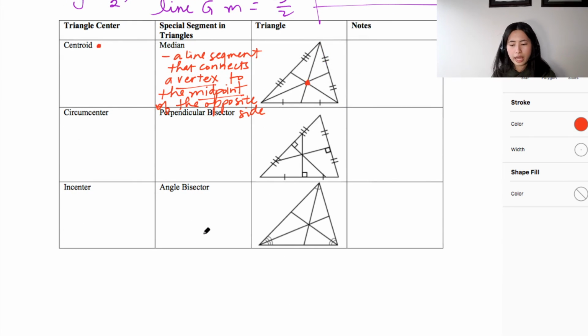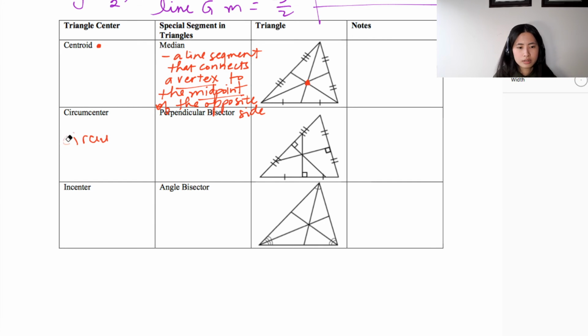So now we're going to look at perpendicular bisectors. So let's see. Okay, so as you can see, we have what you call a circumcenter. So first of all, what's a circumcenter? A circumcenter is basically you're going to have just a circle. You call this a circumscribed circle.